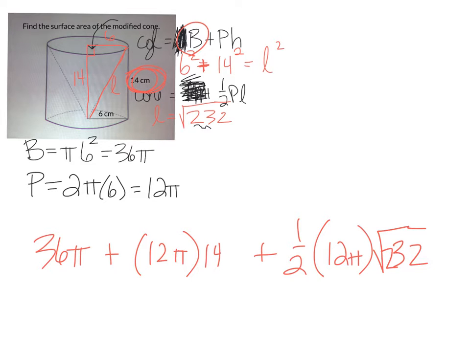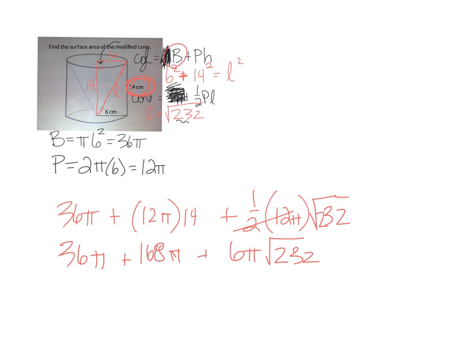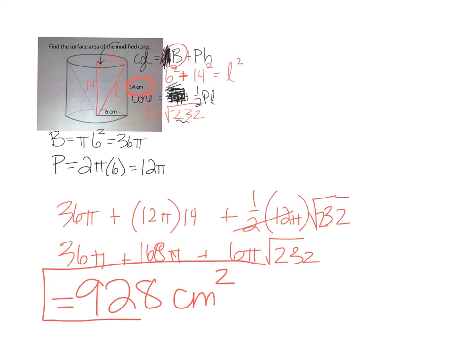Now we can do a little simplifying. 36 pi, 12 times 14 is 168 pi. Plus 6 pi times the square root of 232. So now let's put all this into our calculator and we'll get a decimal, which is going to be approximately 928 square centimeters as the surface area of that entire modified cone.